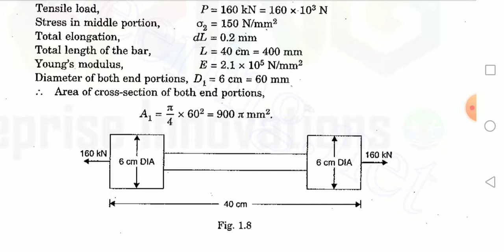So whenever the diameter of the bar ends is given, first step is we want to find out area, that is pi d squared by 4, pi into 60 squared by 4, we can get the area as 900 pi millimeter squared.